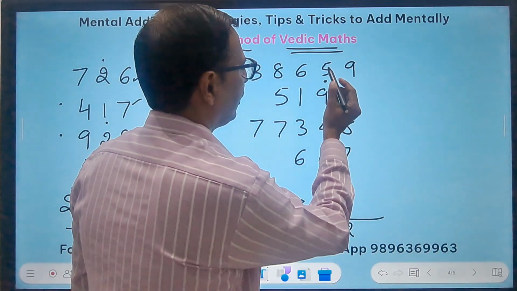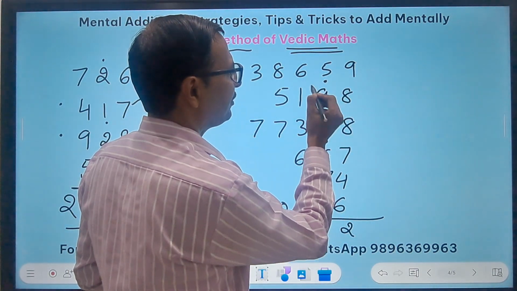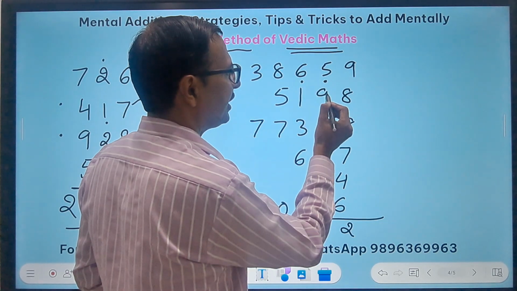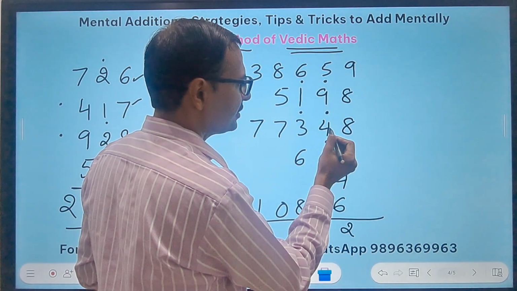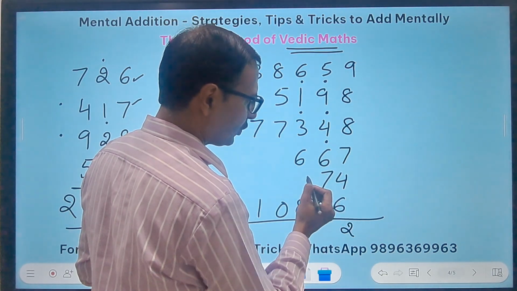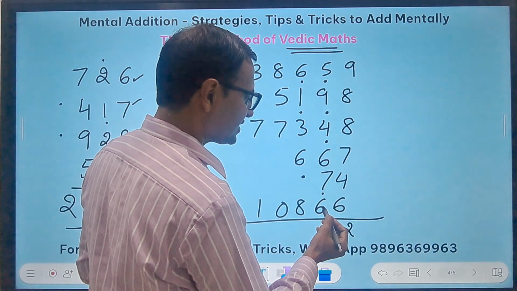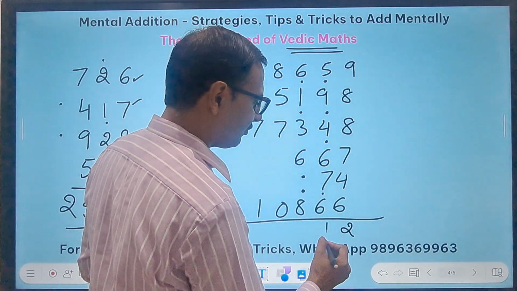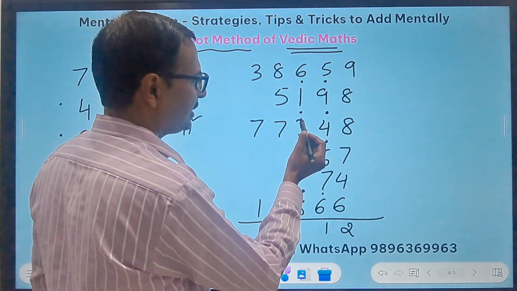Right? Now 5 plus 1 is 6. 6 plus 9 is 15. 15 means put a dot and remember the 5. 6, 10. 10 means 0, put a dot. 0. 1, 7, 14. 14 means put a dot. 4. 5, 5 plus 6 is 11. 11 means put a dot. 1. Right? 6, 7, 8, 9, 12.